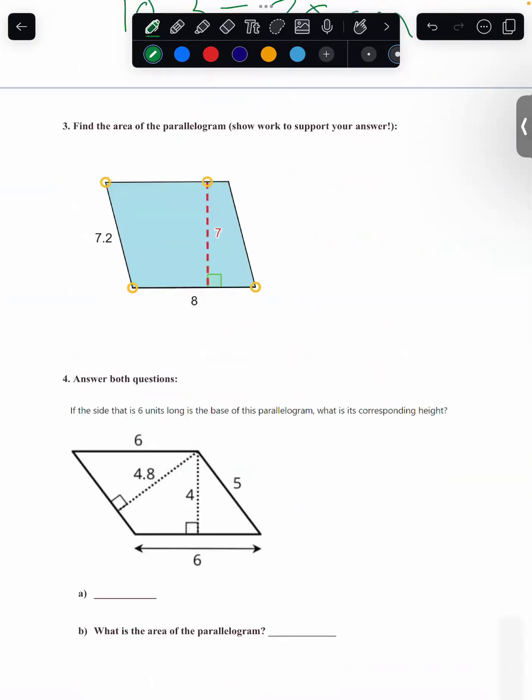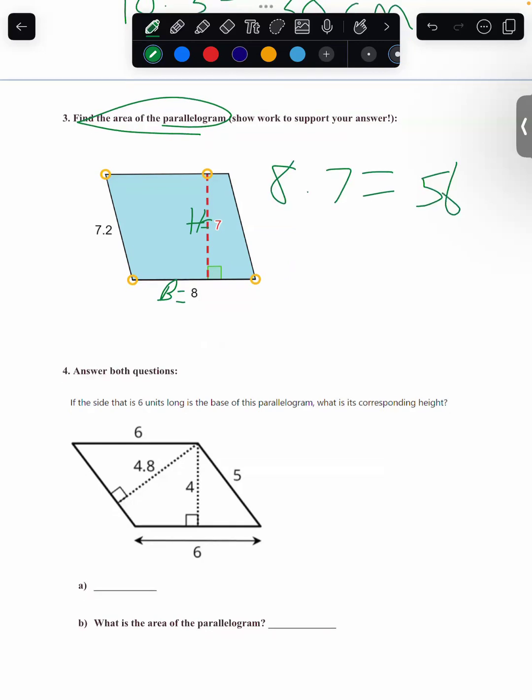All right, on this one, area of this parallelogram. So we got this is the base right here. This is the height right here. So the area equals base times height. So it's 8 times 7 equals 56 square units.